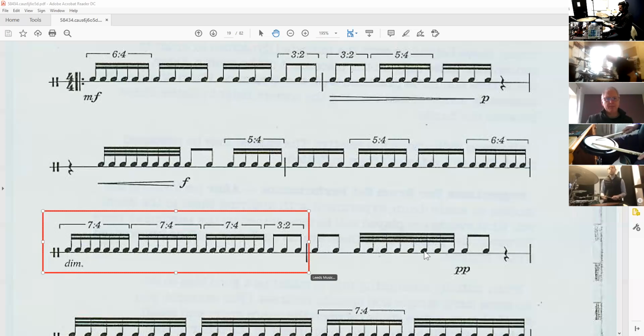1, 2, 3, 4. 1 and the get the 2 and the get the 3 and the get the 4 and 1, 2, 3, 4. 1 and the get the 2 and the get the 3 and the get the 4 and 1, 2, 3, 4. 1 and the get the 2 and the get the 3 and the get the 4 and 1, 2, 3, 4. 1 and the get the 2 and the get the 3 and the get the 4 and 1, 2, 3, 4. 1 and the get the 2 and the get the 3 and the get the 4 and 1. One and the get a two, and the get a two, and the get a four, and the one.